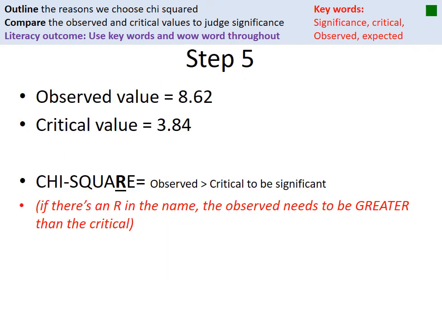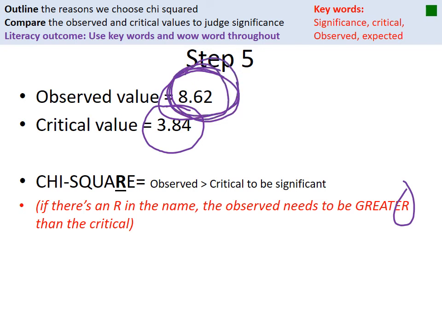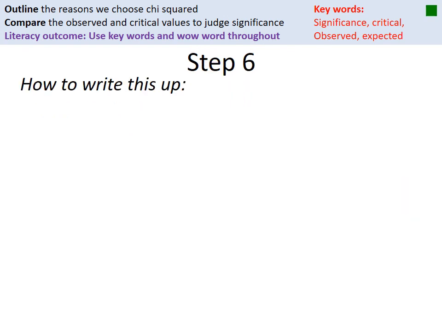Now, my observed value is the value that I worked out, that was my chi-squared value, and the critical value here was the one I just got from the critical values table, which is 3.84. Don't forget the little tip I taught you, that if there is an R in the name of the statistical test, then the observed value, so our value, has to be greater, hence the R, than the critical value. So let's have a little look at this. Our observed value, which is this one here, needs to be bigger than our critical value, which is this one here, for our results to be significant, and in this case it is.